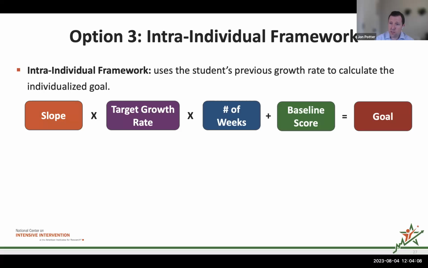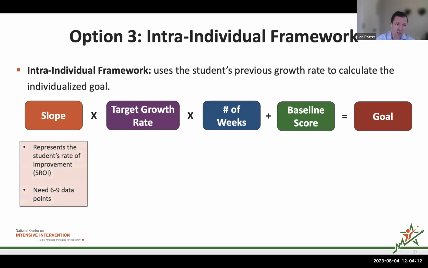And so we've got a formula for doing this. So we're taking the slope. And so the slope is basically their current or previous rate of improvement. So you need to have some data already collected. So if we've had a student, we've collected data for 6 to 9 weeks, we can see what did they already grow. Maybe they grew 1 digit a week, half digit a week on their math probe. We can see where they're already growing.